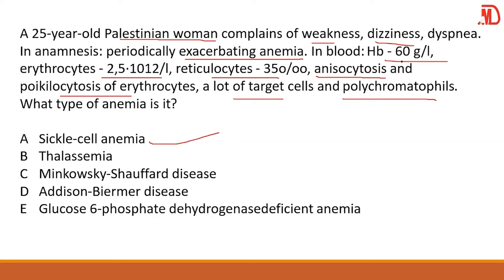And how do we diagnose this? We diagnose it by using a complete blood count or hemoglobin electrophoresis. Now, all this anisocytosis and poikilocytosis is just an adaptive mechanism by the cells to compensate for the inability of hemoglobin to bind oxygen. So here, we are thinking of thalassemia. So the answer is B.